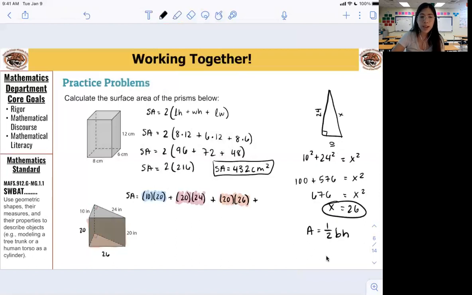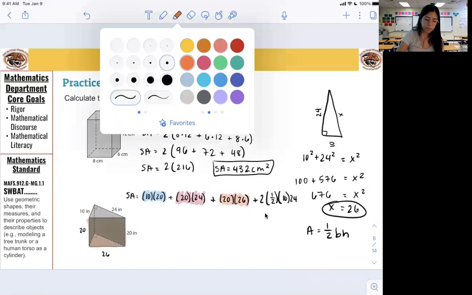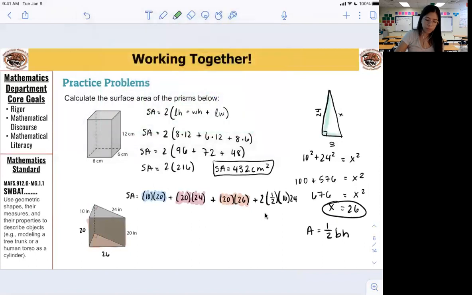Area is 1/2 base times height. So for these 2 triangles, remember there's 2 of them. So it's 2 times 1/2 times 10 times 24. Well, what happens to the 2 and the 1/2? What happens when you have a 2 times 1/2? Oh, it becomes 1, right? Yeah, it cancels out to 1.